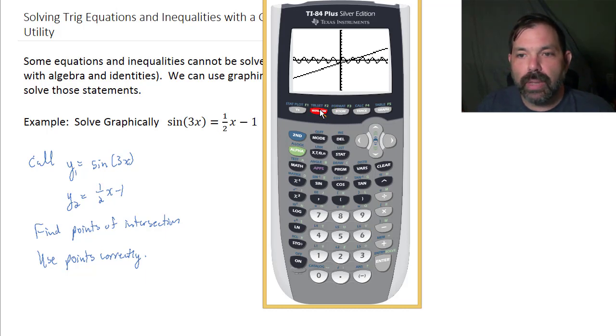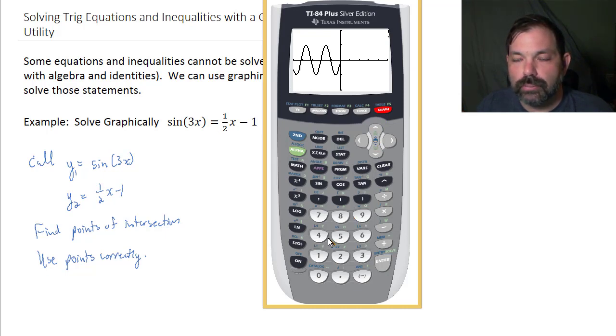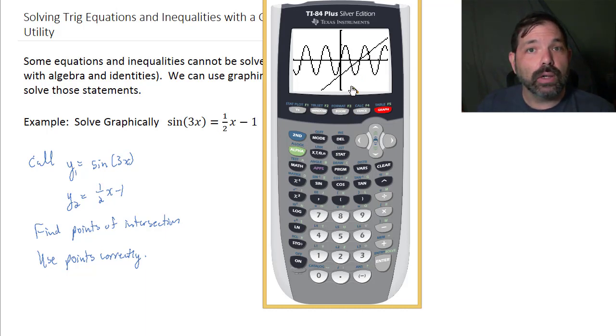So I'm going to adjust my window manually. I want to go from -5 to 5 on the x-axis and -2 to 2 on the y-axis. And let's regraph that and get a better picture of what's going on. There's the sine 3x curve, and there's the 1/2 x minus 1 curve. And what I see is the curves appear to intersect at 1, 2, 3 places. That means that there are 3 x values for which the y values for y1 and y2 are the same. There are 3 solutions to this equation.